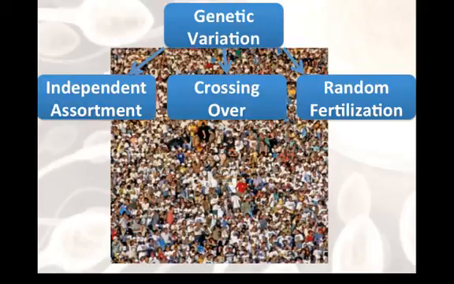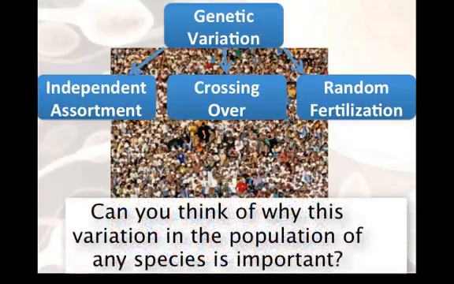Jerry Hirsch, a geneticist at the University of Illinois, calculated the probability that any 2 human parents will produce 2 offspring by separate fertilization events with the same combinations of genes will be equal to 1 in 6.27 billion. Can you think of why this variation in the population of any species is important? Write down your response and prepare to discuss this in class.